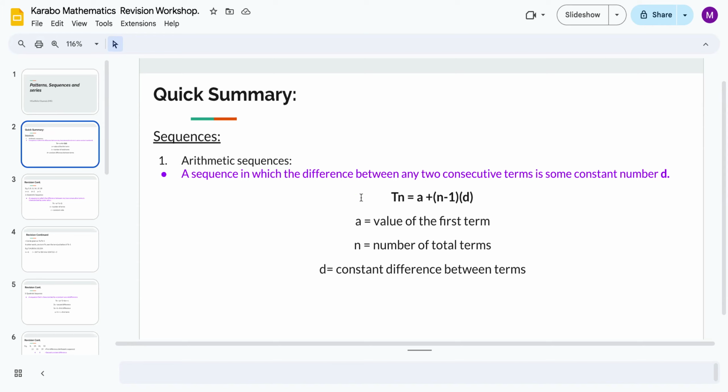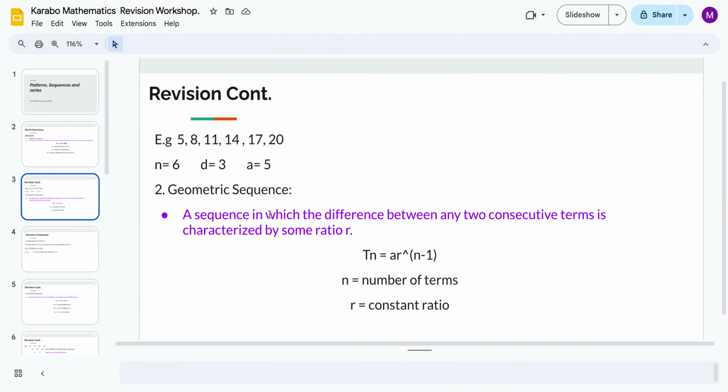So let's start with our first type of sequence: arithmetic sequences. An arithmetic sequence is a sequence in which the difference between any two consecutive terms is some constant number d. The nth term of an arithmetic sequence is given as Tn = a + (n - 1)d, where a is the value of the first term, n is the total number of terms, and d is the constant difference between terms. This one was nice and easy. I think this is the first type of sequence that you guys learned.